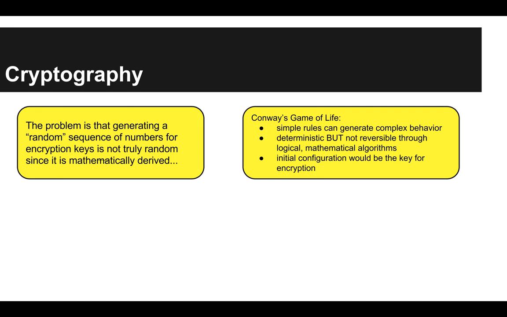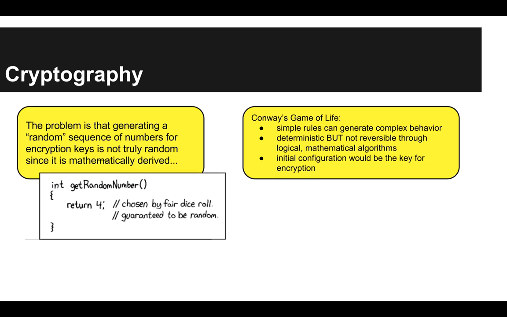The first one is cryptography. One of the main problems in cryptography is generating a true random number, which is not very random as it is because it's based on mathematical models. With enough time, we can derive mathematically or logically what the key could be for a certain security. Just like this function, get random number, right? We can right away tell this is not very random.